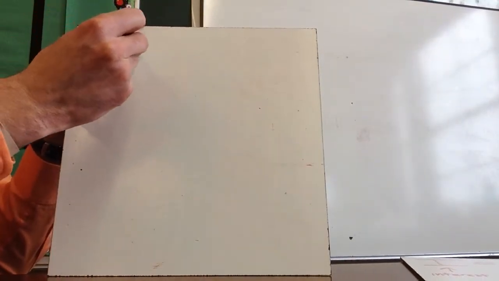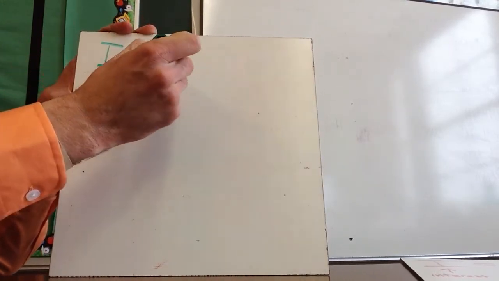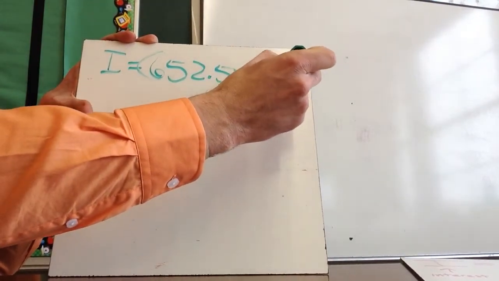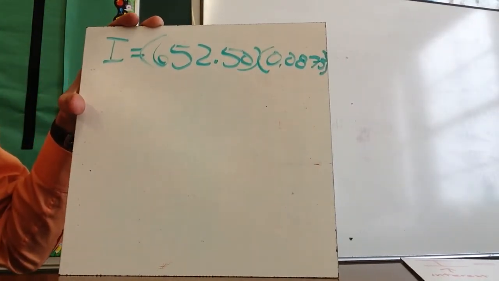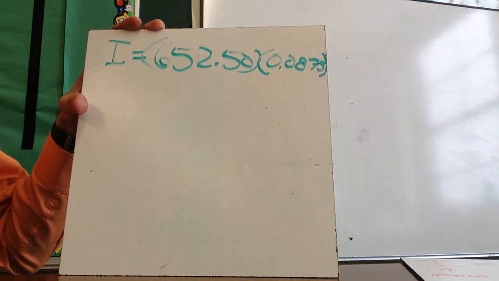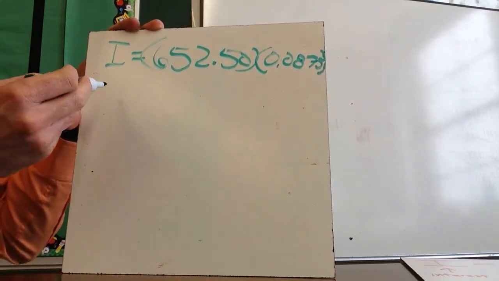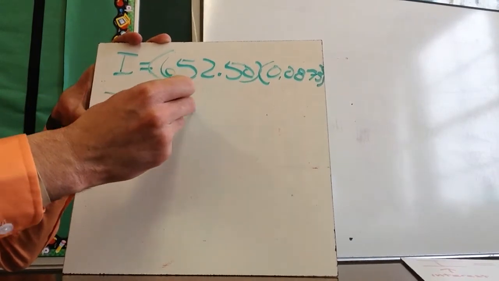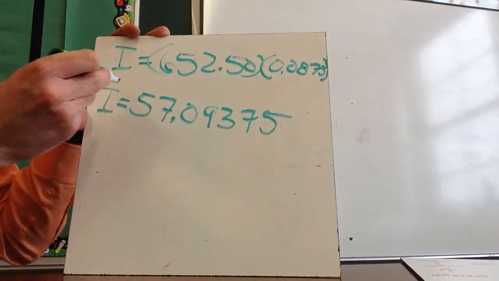So now I'm doing interest equals, but my principal is no longer 600. My principal is now 600 plus 52.50, so now my principal is $652.50, but the interest rate is still the same, 0.0875. Sorry, I'm running out of space. And so now I've got to do 652.50 times 0.0875, and I'm going to write out this long number that I get because I want you to see how this works. On the calculator, I'm going to get 57.09375.